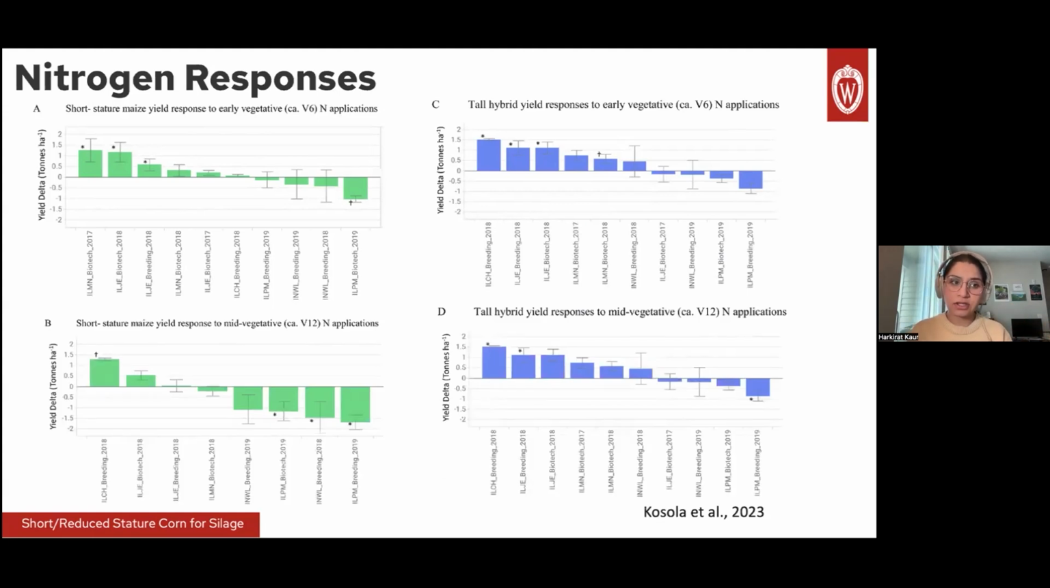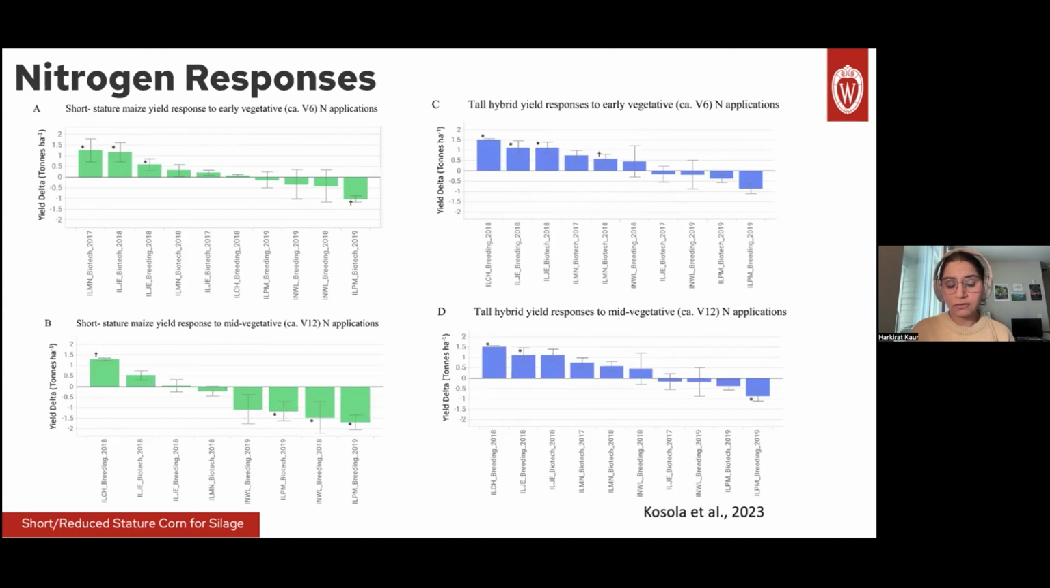So if you see these graphs on the screen, the yield delta represents the deviation. The positive delta represents the increase in yield due to additional nitrogen application at the specified stage, and the negative delta shows the hybrids which were performing poorly as opposed to the usual nitrogen application rates.